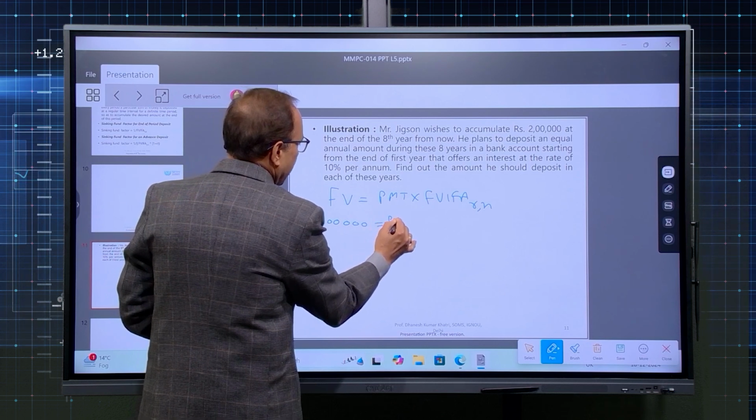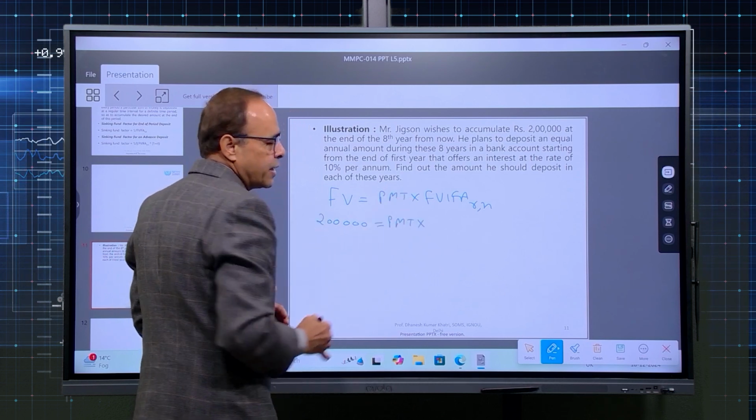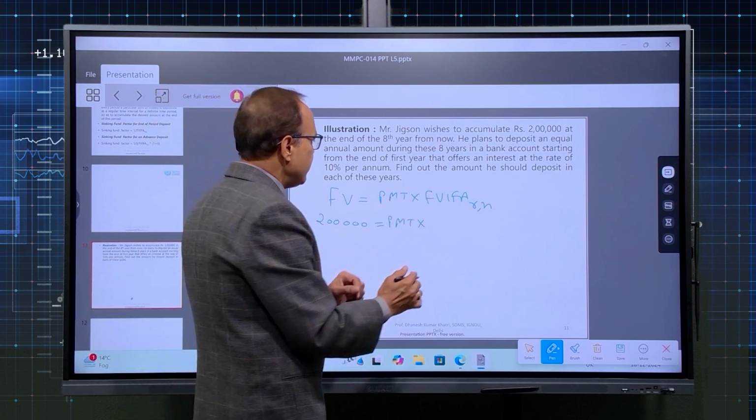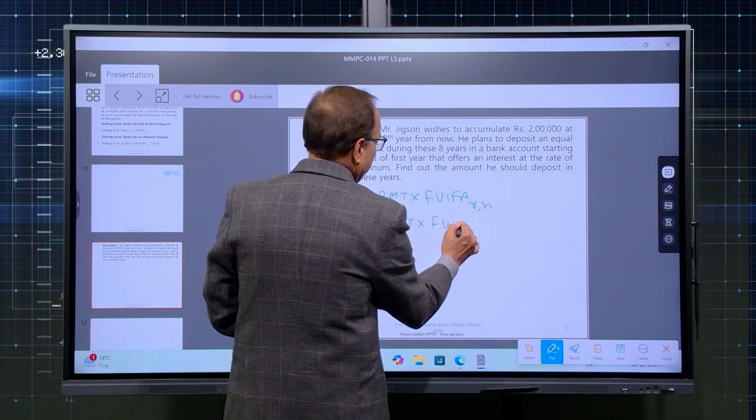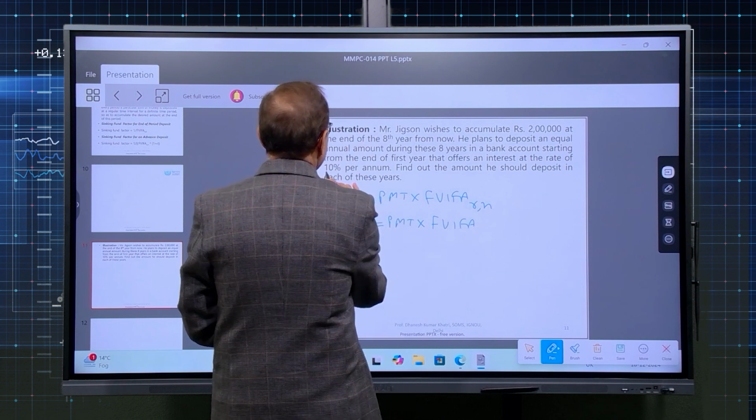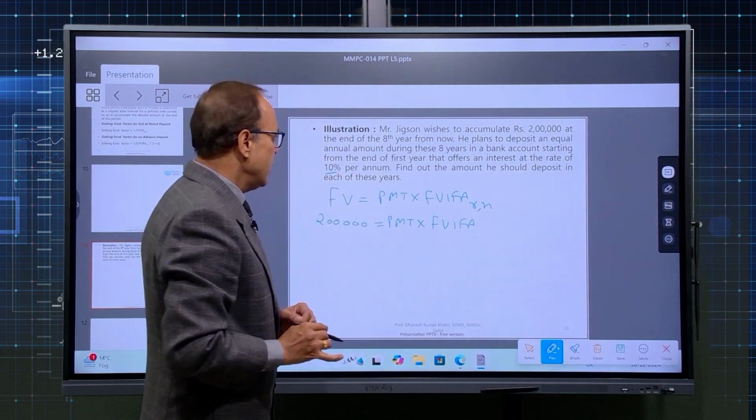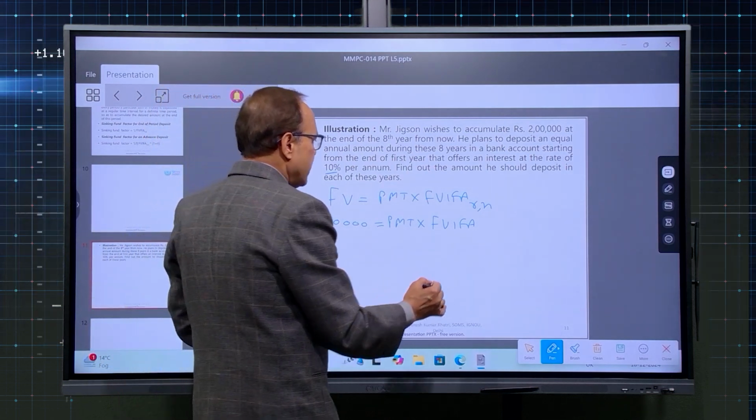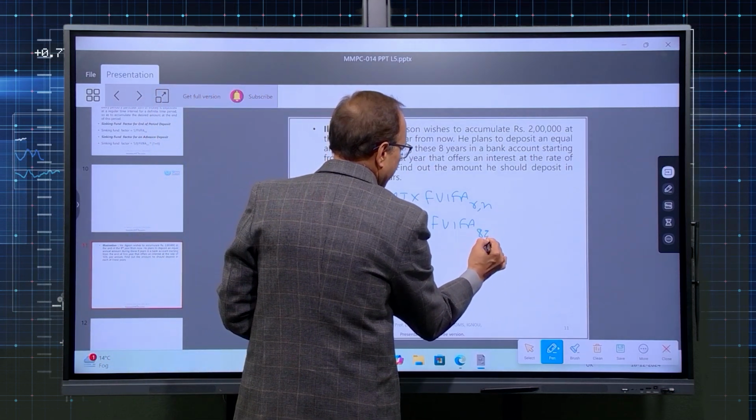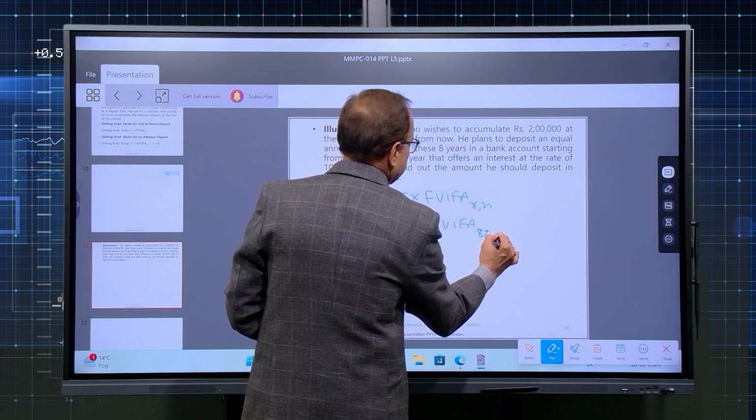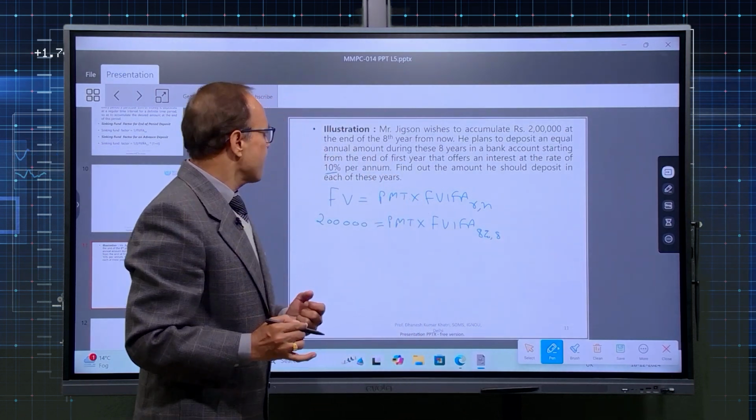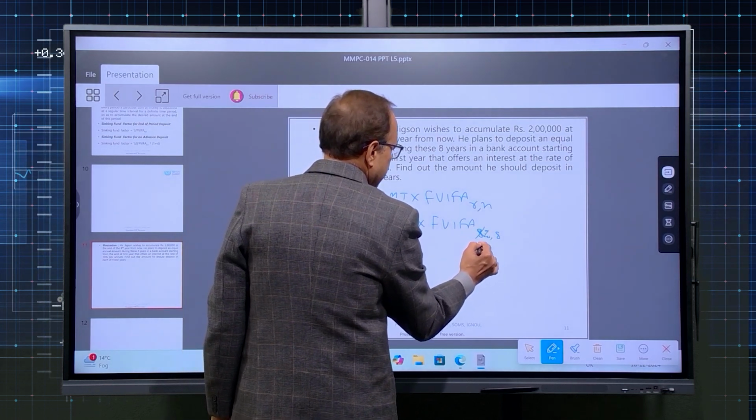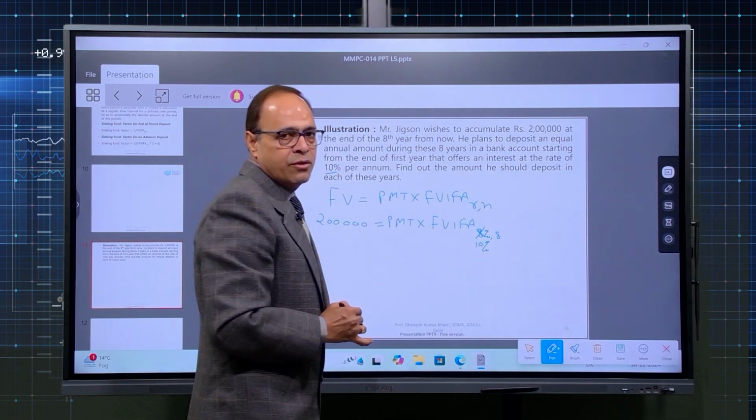But PMT, how much he should deposit every year, is not known to us, and that is what we have to calculate. This factor we can locate in the table, FVIFA. Now, what is the rate of interest? 10%, and since the interval is yearly, the rate will be yearly. So, at 10% for 8 periods, you can use the table at 10%.